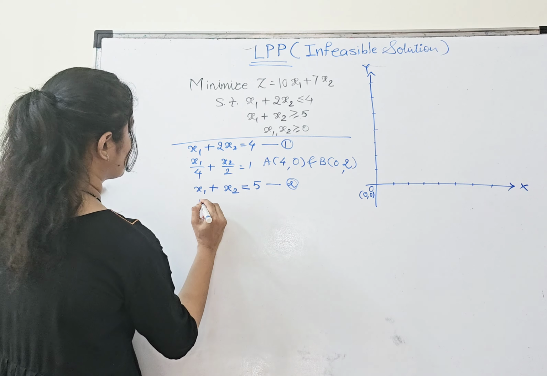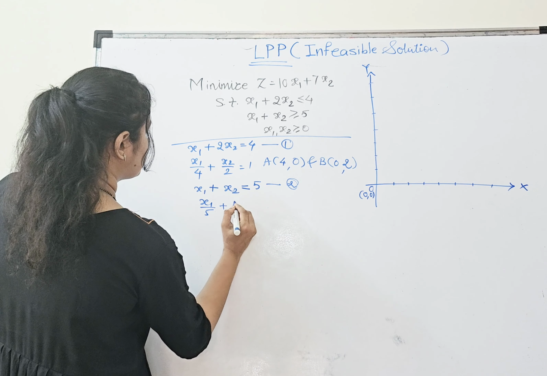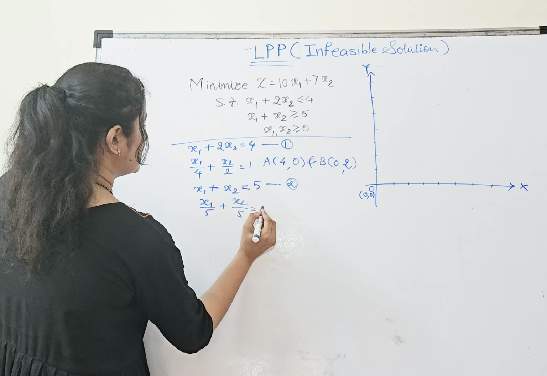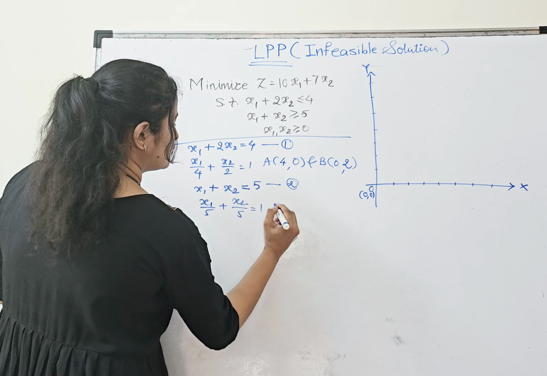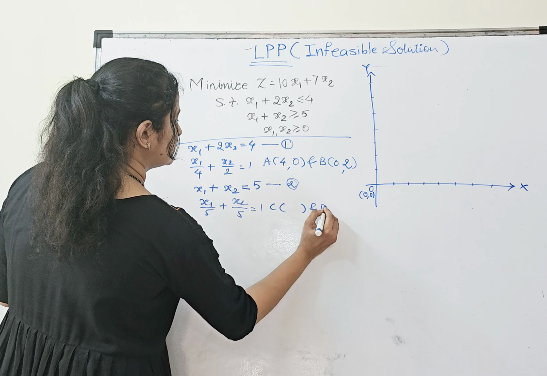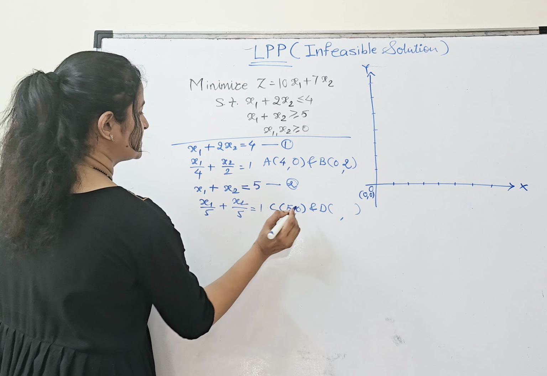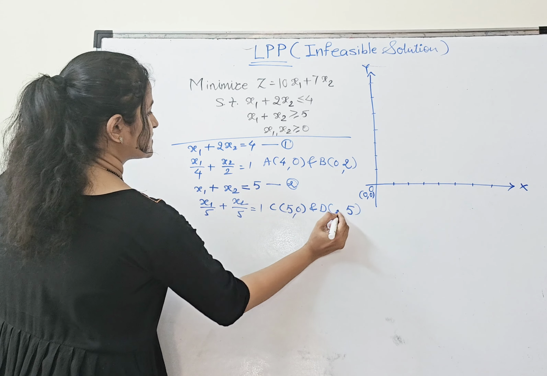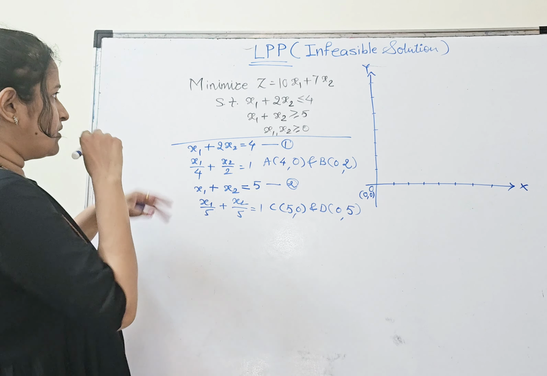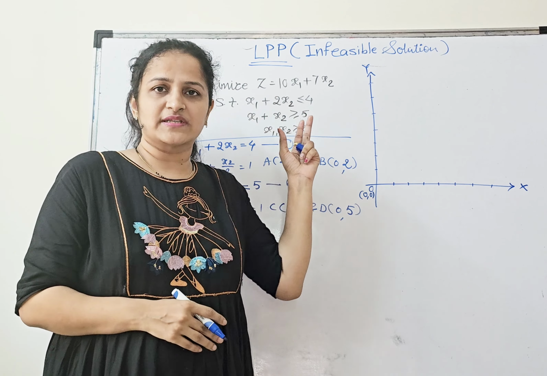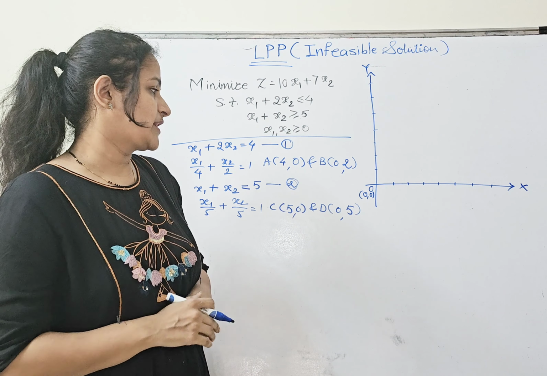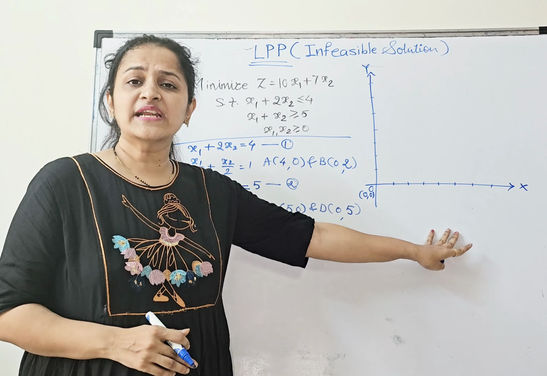Divide by 5, so you get x1 by 5 plus x2 by 5 equals 1, and this will give you the next two coordinates C and D. Okay, so whatever is below x1 is your x coordinate, y is 0. Here this is 5, 0. Only two equations, only two constraints were there, and we got the 4 points accordingly. Now let's plot these points on the graph paper.